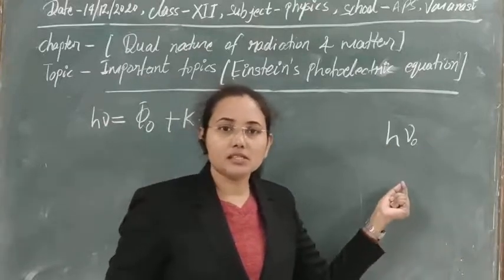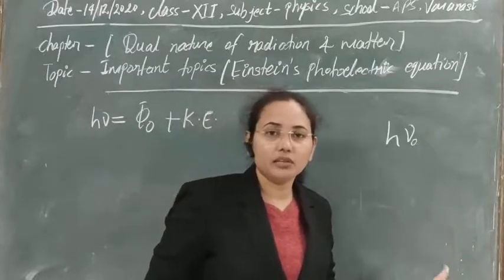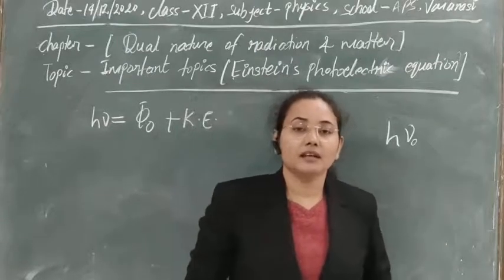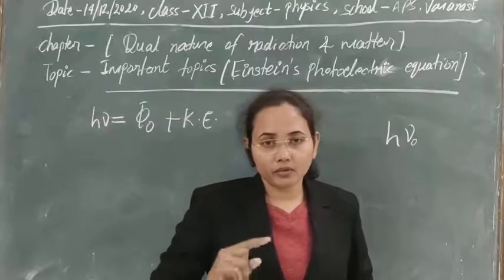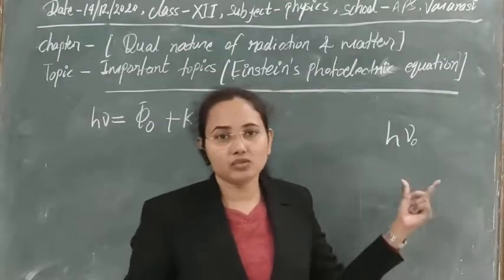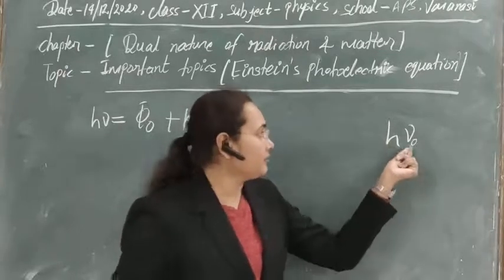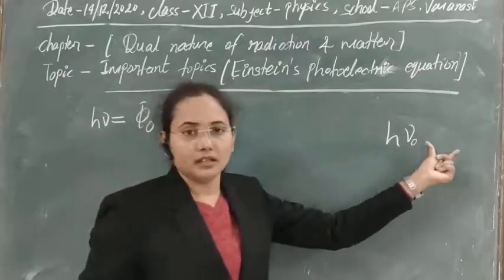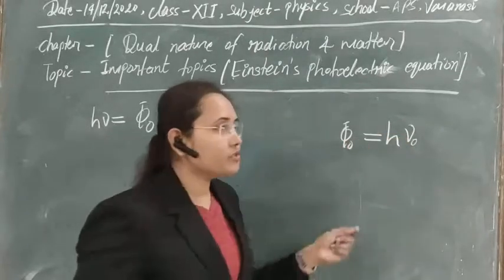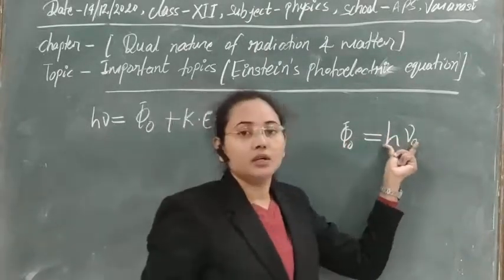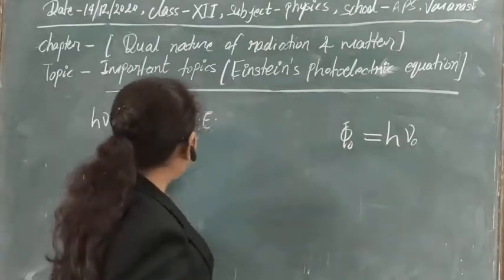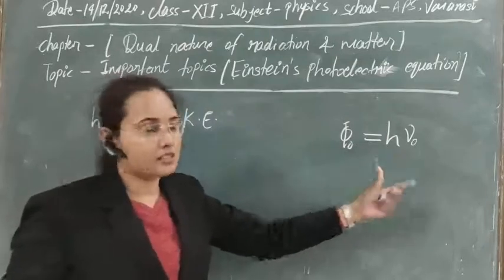So nu 0 is the threshold frequency. As I have told you already, the minimum frequency that is needed for the photoelectric emission, or to overcome the potential barrier, is known as the threshold frequency. And if we multiply it by h, then obviously it will be equal to the work function of the metal, meaning this energy is needed to remove one electron from its metallic surface. So in place of phi 0 you can also write this value.